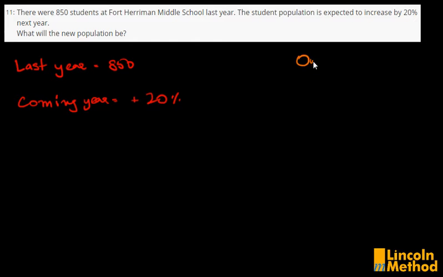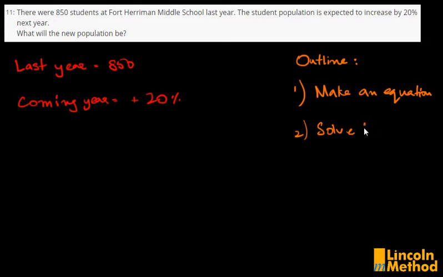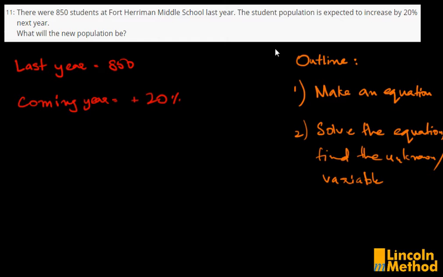So let's discuss a possible outline that is going to help us solve this question. The first step is to make an equation. Now we'll see how we need to make an equation, but I'm just writing down pointers here. The second step is to solve the equation and find the value of the unknown. To solve the equation, find the unknown or the variable. I'll draw a neater line.